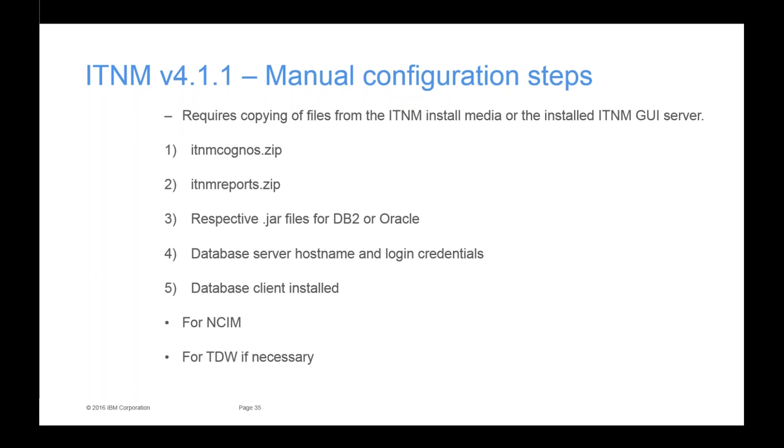So the manual configuration steps, there are several, but if you break it down, it's fairly simple to do. You'll have to copy some files from the ITNM install media or from the installed ITNM GUI server: ITNM Cognos zip, ITNM report zips. There are some jar files for DB2 and Oracle that need to be copied. You'll need the database server hostname and login credentials for your INSIM database and TDW if you're using TDW, and you'll need a database client installed that will communicate to the databases that you have.